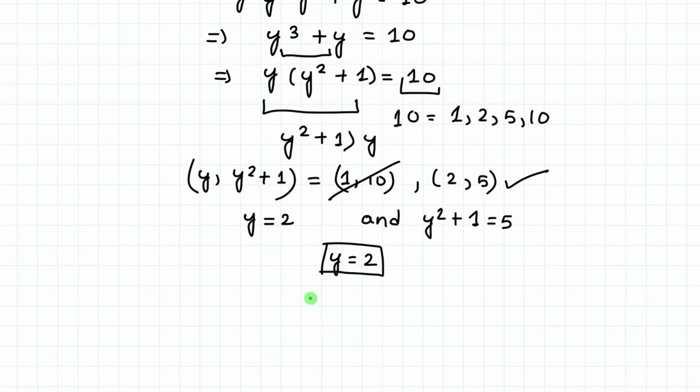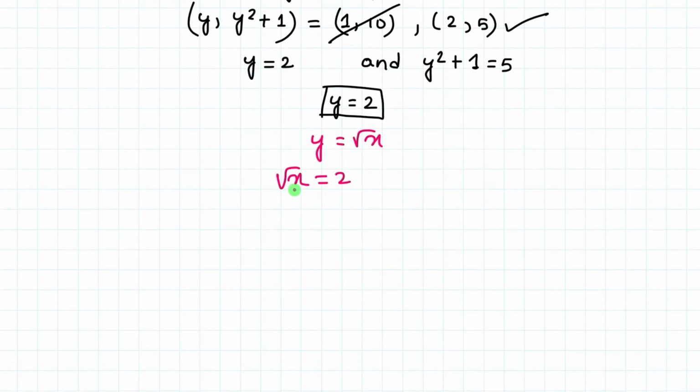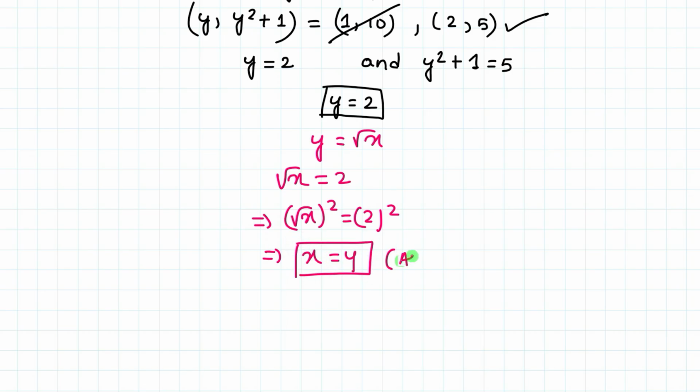Now as we had taken y equals root x, we need to find the value of x. So I'll replace y with root x, so root x equals 2. To find the value of x, I need to square both sides of the equation. Squaring both sides, we have (root x) square equals 2 square, so x equals 4 is our answer. This is our first method. Let's move on to the second one, which is a bit lengthy.